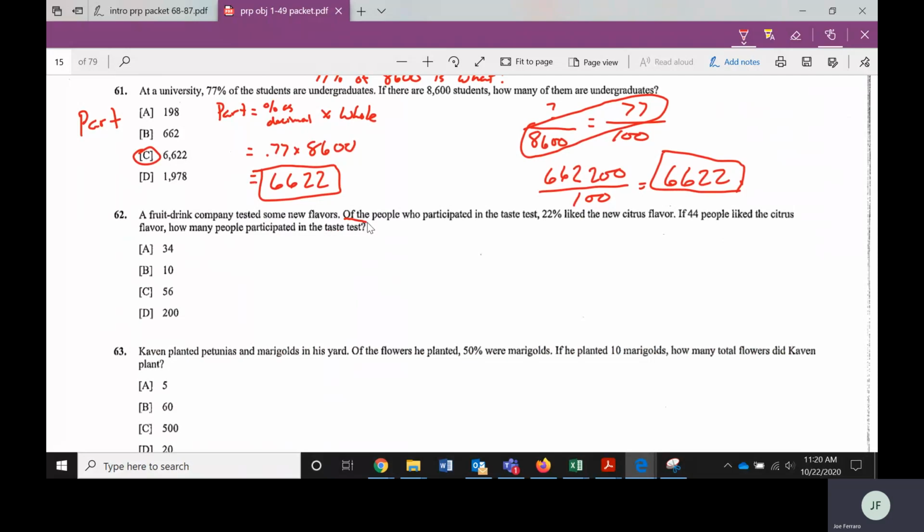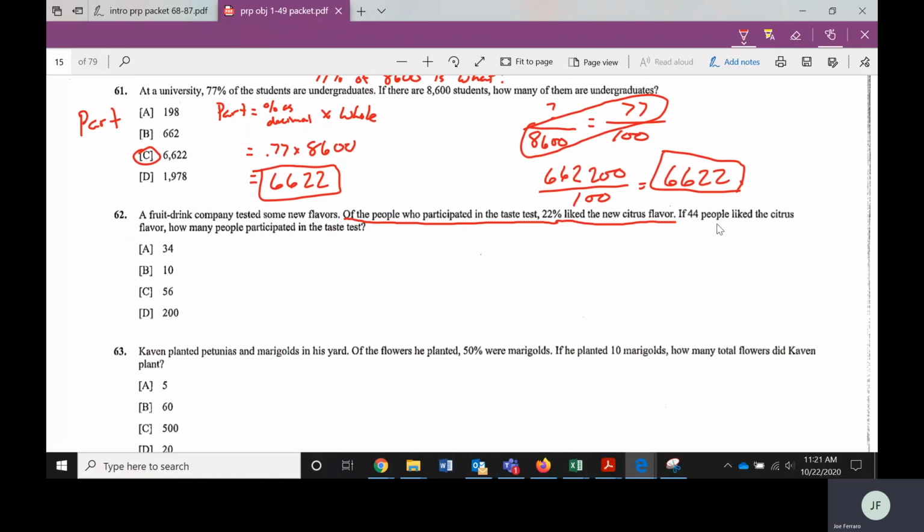this is the key sentence, says, of the people who participated in the taste test, 22% liked the new citrus flavor. Okay, so we know we have the percent, so we're either going to be looking for a part or a whole. 22% like the citrus flavor. Now we have another number here, 44. So we either need to figure out, is that going to be the people who participated in the taste test or the people that like the new citrus flavor?